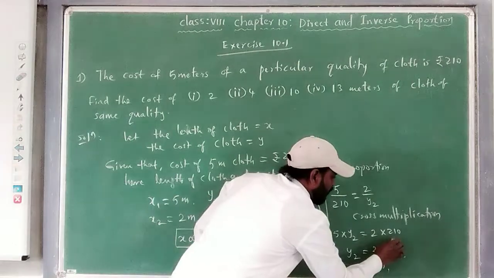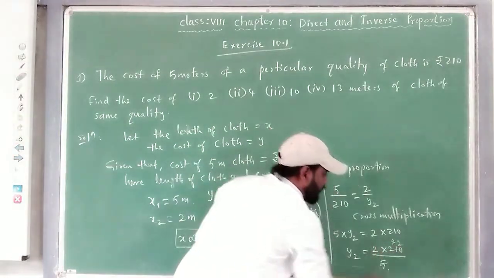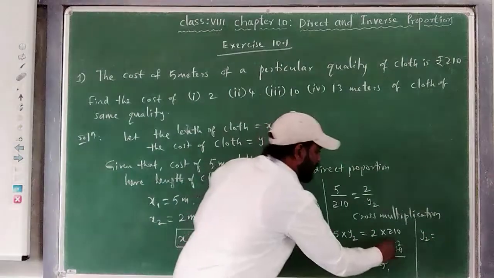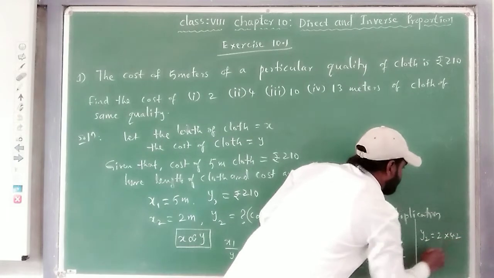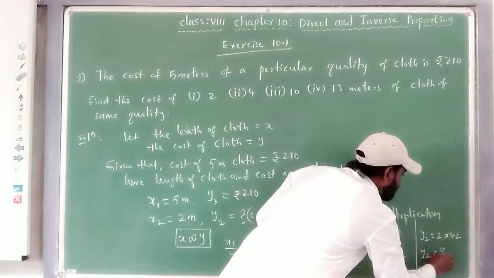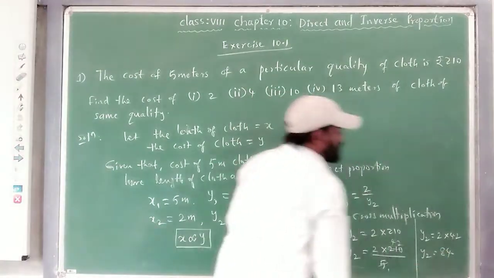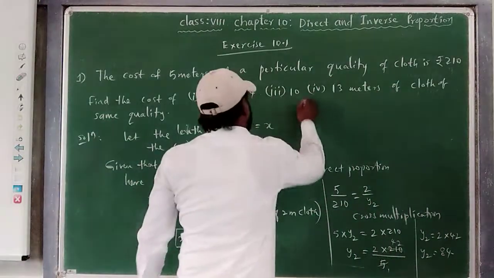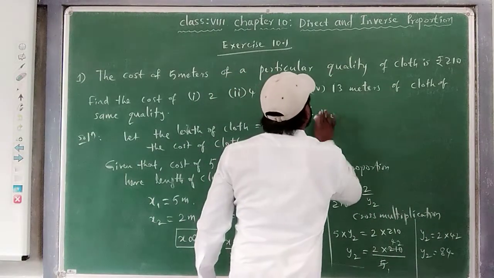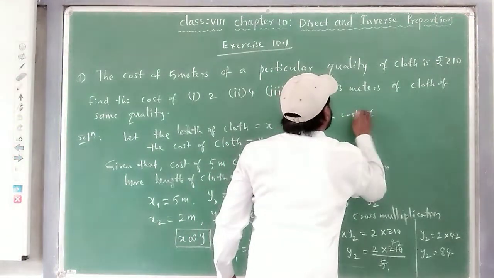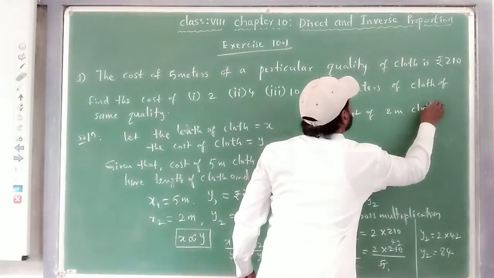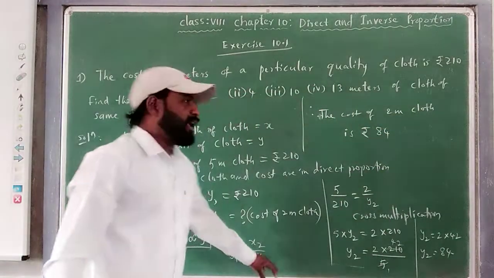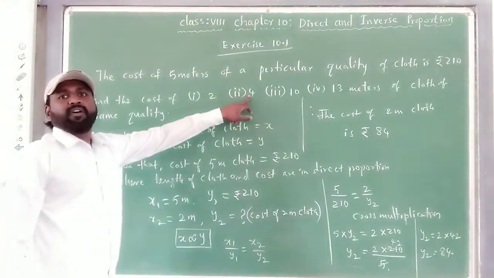5 ones are 5, 5 fours are 20, and 5 twos are 10. So what is remaining? y2 is equal to 2 into 42. 2 into 42 is 84. This 84 is the cost of 2 meters cloth. Therefore, the cost of 2 meters cloth is rupees 84.